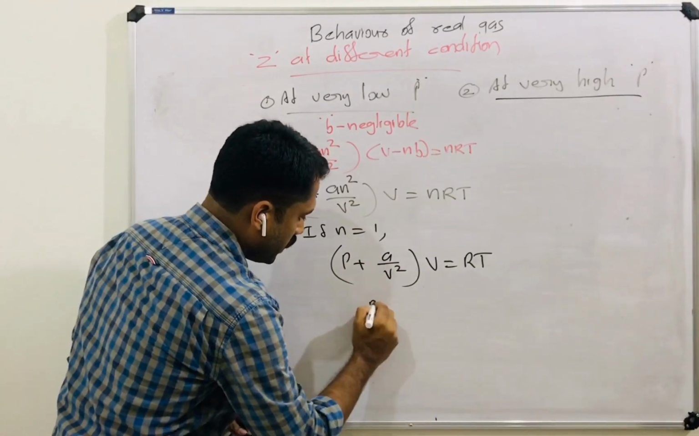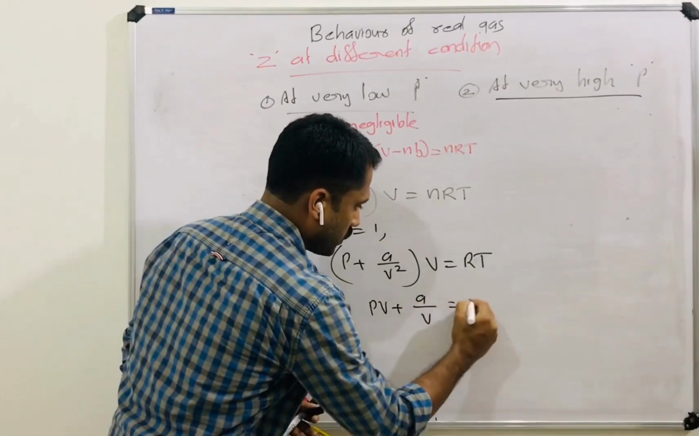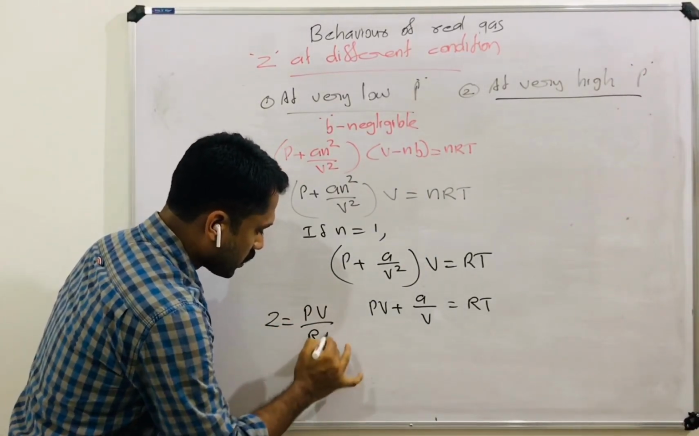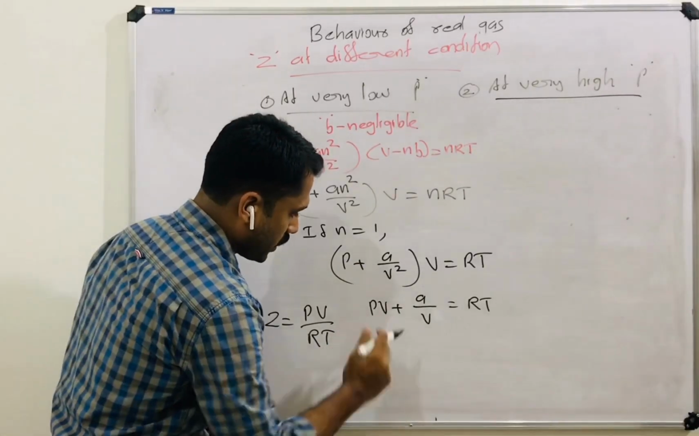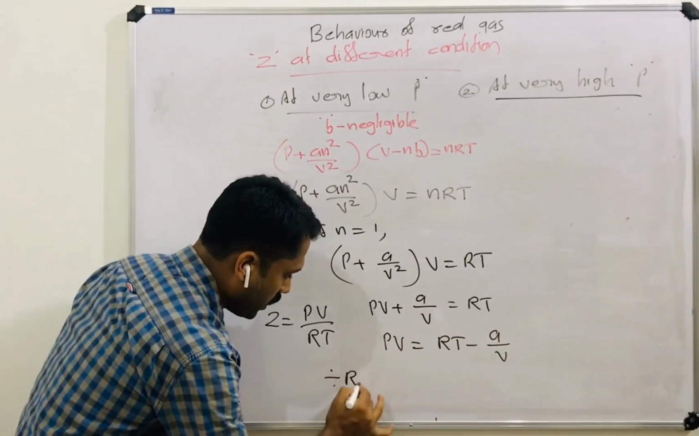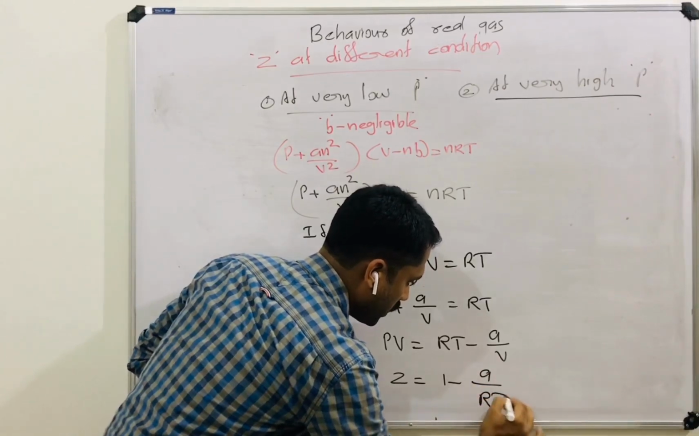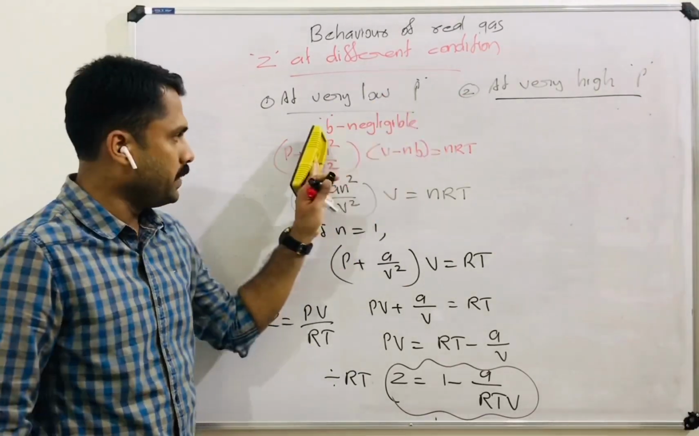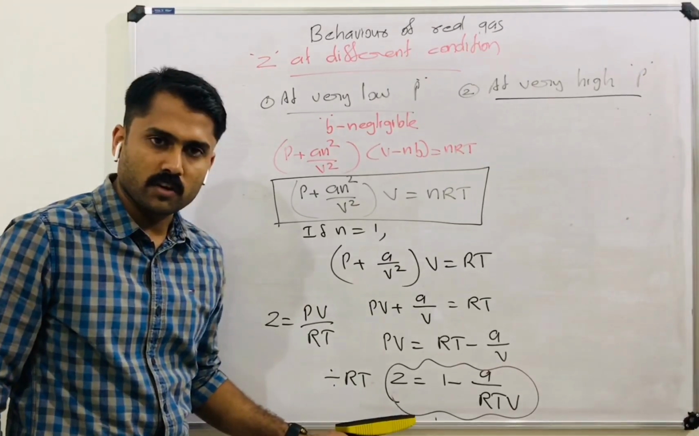By multiplying, PV + a/V = RT. What is Z? Z is PV by RT, because n equals 1. So let's divide both sides by RT. First, PV = RT − a/V. Dividing by RT on both sides, Z = 1 − a/RTV. At very low pressure, b is negligible, so this is the equation for real gas. This is the equation for compressibility factor.